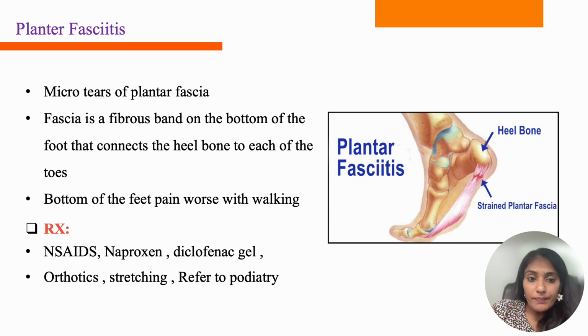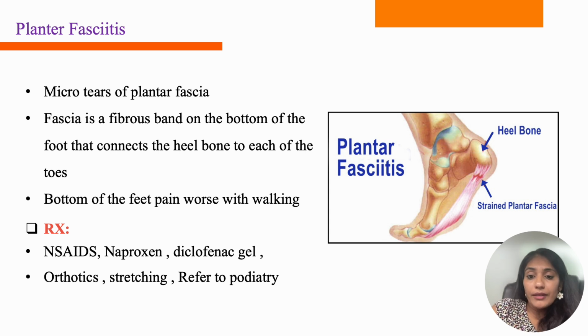So what is fascia? Fascia is the fibrous band on the bottom of the foot that connects the heel bone to each of the toes. Okay, as you can see in this picture, there is a tear. Okay, so heel bone to all of those toes, so there is a tear in between, and that's the reason when patient walk they have pain.